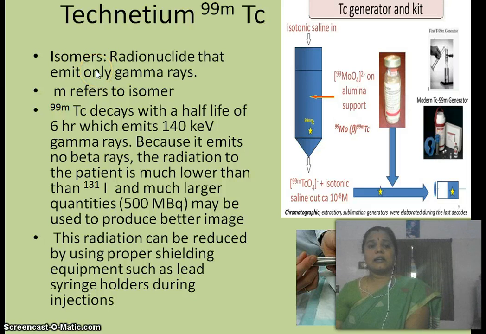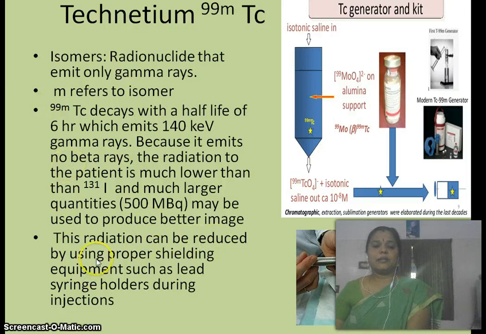There is another radioactive material called technetium, which is most often preferred over iodine. The significance of technetium is that it emits only gamma rays, not beta rays, and so these materials are referred to as isomers. Isomers are radionuclides that emit only gamma rays. Here the M refers to the isomer. The half-life of this technetium is only 6 hours, and it emits 140 kilo electron volt gamma rays. No beta rays are emitted, and so technetium is preferred over iodine.